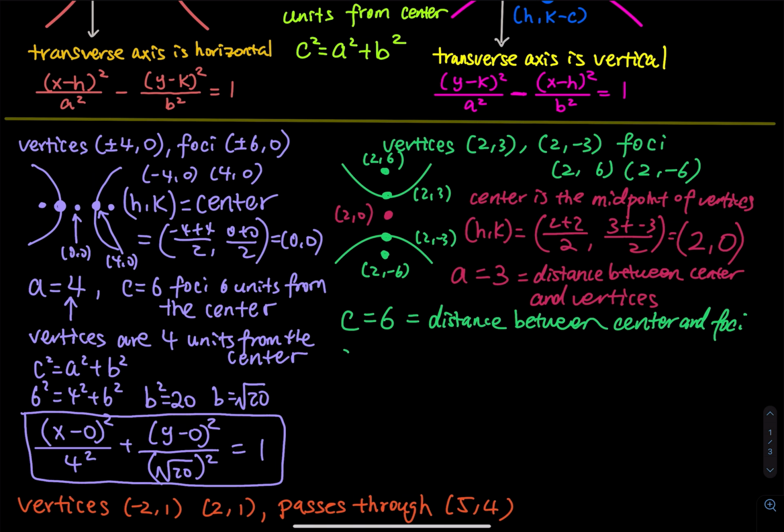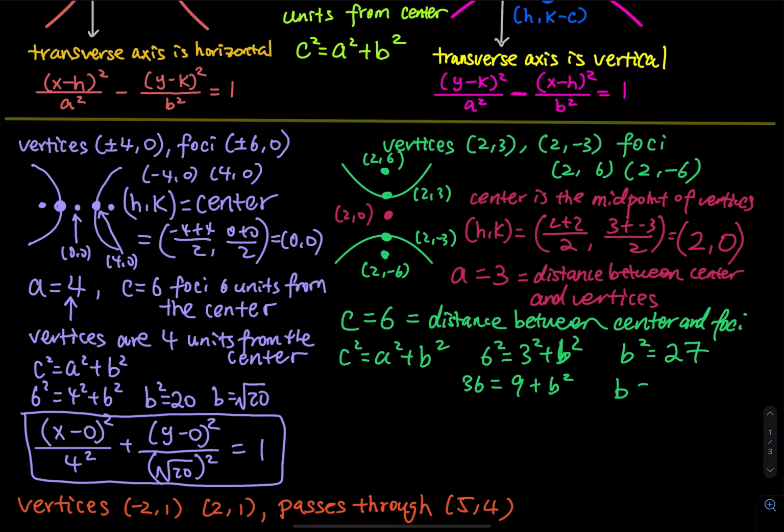And then for b, you will just have to recall the formula for b and then solve for b. So c square equals a square plus b square. You have a, you have c, so 6 square equals 3 square plus b square. And then you have 36 equals 9 plus b square, and then b square is equal to 36 minus 9, which is 27, and then b is equal to square root of 27. We do not use the plus or minus because distance cannot be negative.